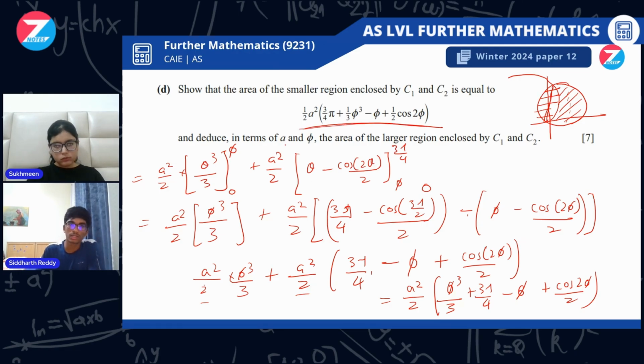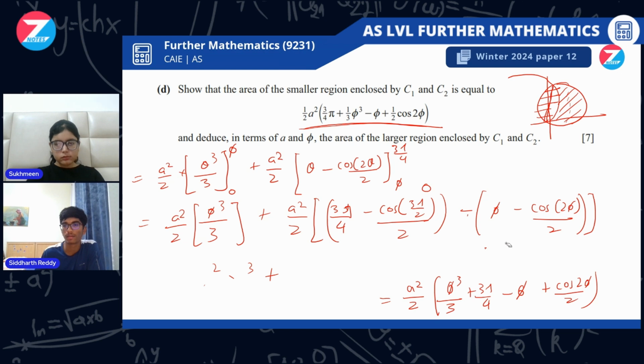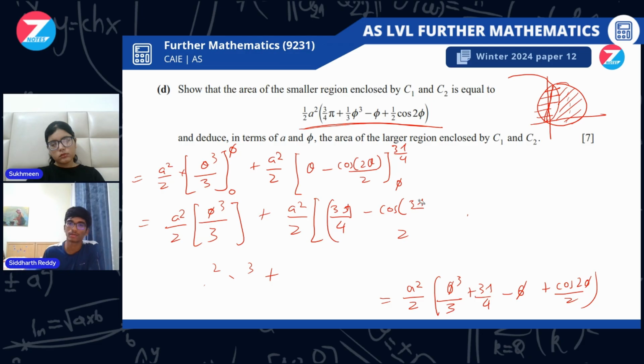Now, deduce in terms of a and phi the area of the larger region enclosed by C1 and C2. So let me erase this part. We found out the area of the smaller section. The area of the larger section will just be the area of the full circle minus the area of the smaller section.